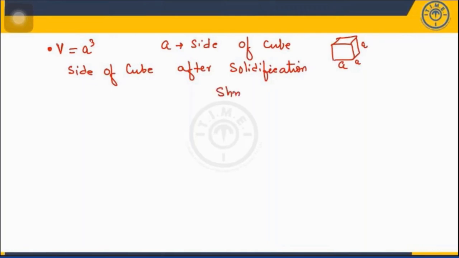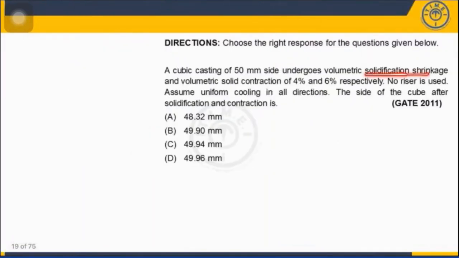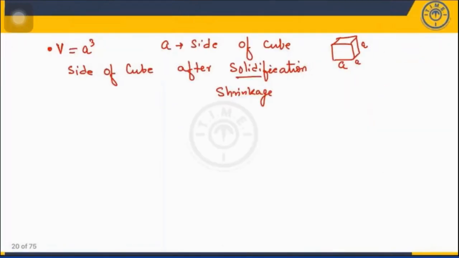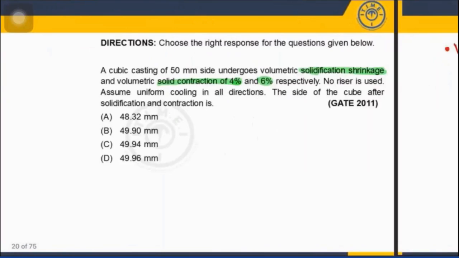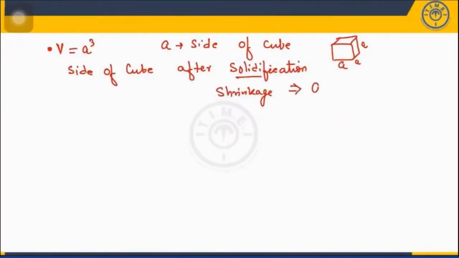shrinkage. There are two types of shrinkage they have mentioned. One is the solidification shrinkage, this one. Another is the solid contraction, and it is given as 4 and 6%. Now this 4% is shrinkage. Can I write the volume as, I am denoting with A1, A1 is the side after the first stage. What is the volume? A1 cubed is equal to 0.96 times 50 cubed.